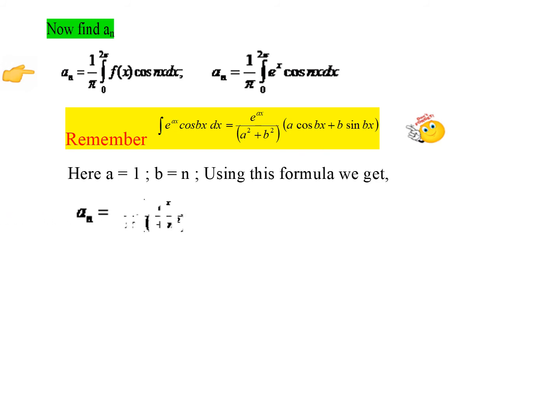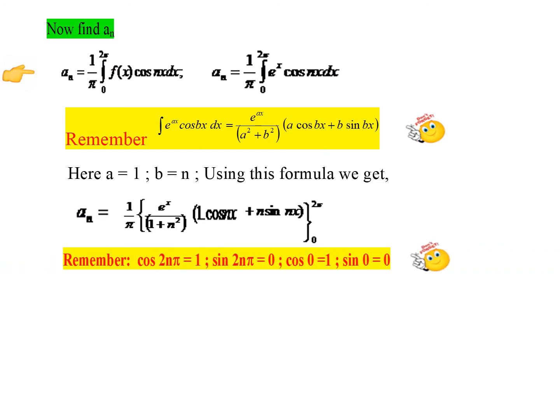We will get 1 by pi, the first term e power x divided by 1 plus n squared, because a is 1 and b is n, into 1 into cos nx plus b into, what is b? n into sin nx. So this is the integration and we have to apply the limit from 0 to 2 pi. Before applying the limit, let us have a glimpse at the basic values. cos 2n pi is going to be 1, sin 2n pi is 0, cos 0 will be 1, sin 0 will be 0.